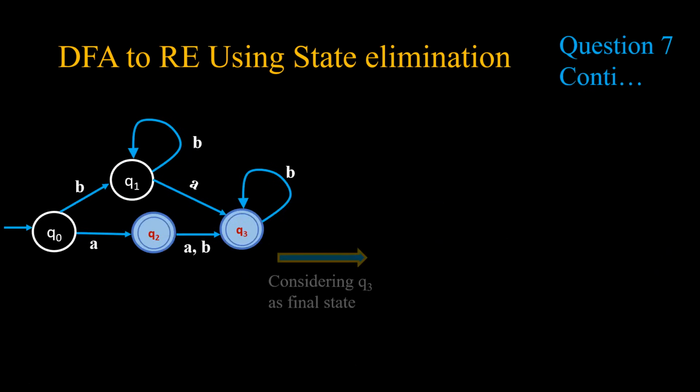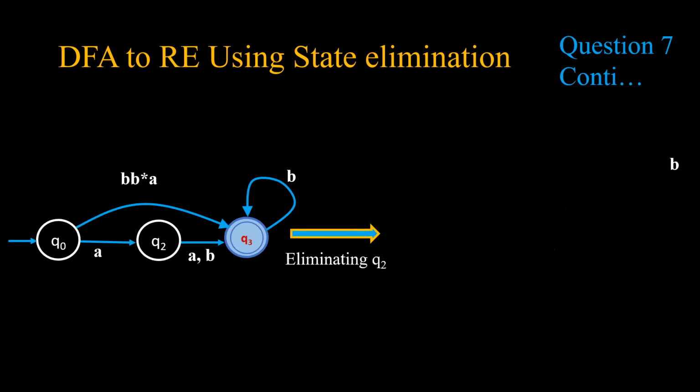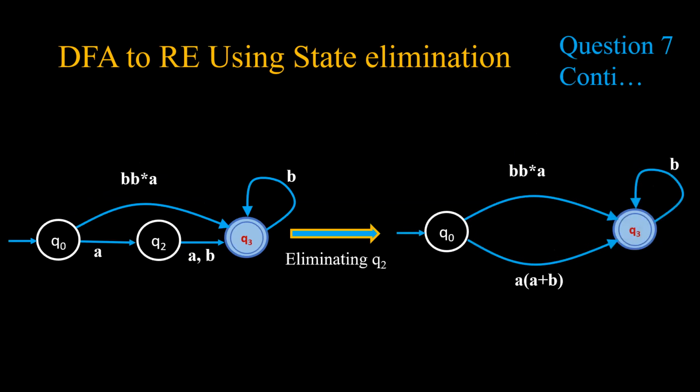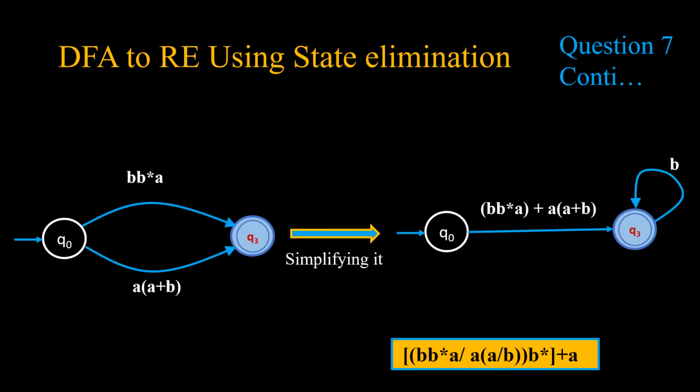Now we consider Q3 as the final state. When we consider Q3 as the final state, we get the output which was very much similar to the example which we considered earlier, that is BB star A. Again, eliminating Q1, we get the output A plus B. And now when we simplify it, we get B star A plus A plus B.